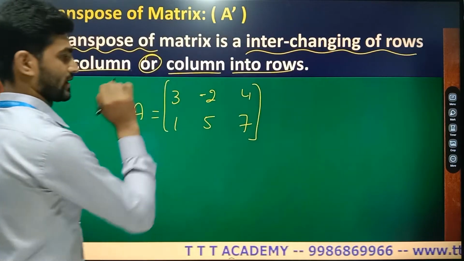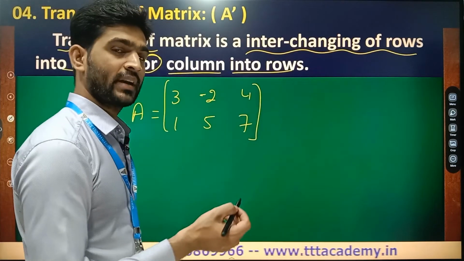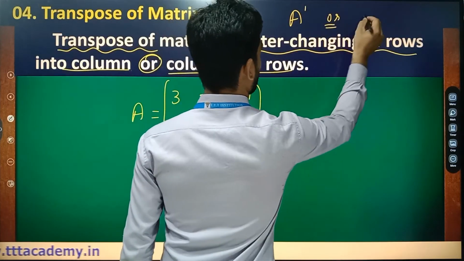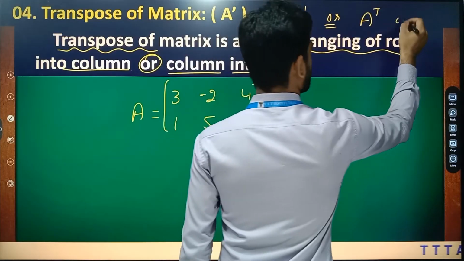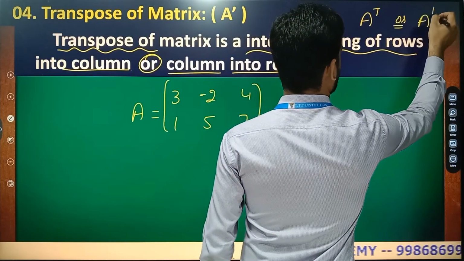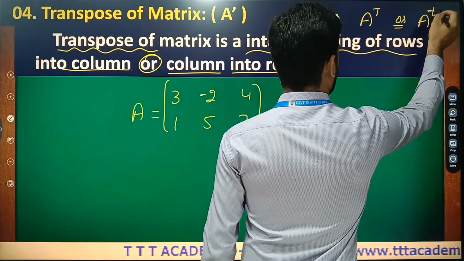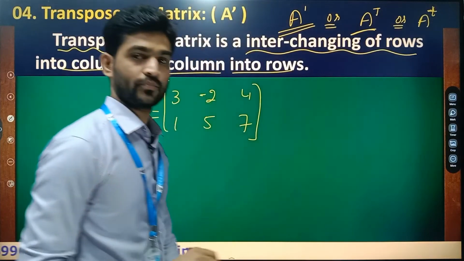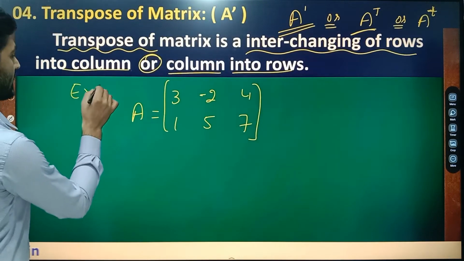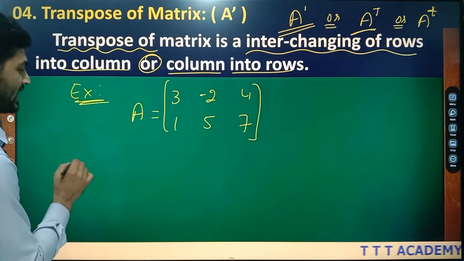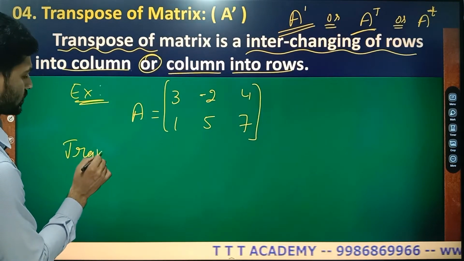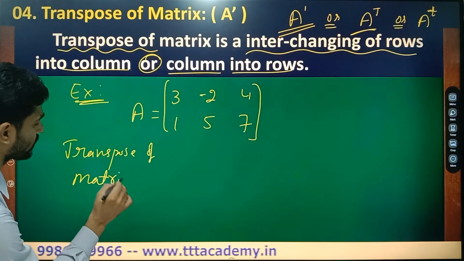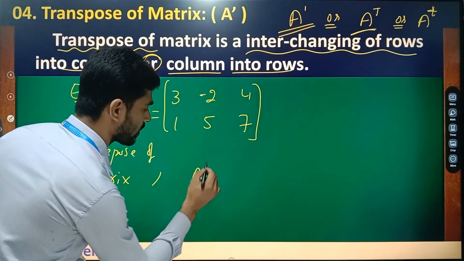This is a matrix. Then the transpose of the matrix, usually we denote it by A to the power of 1, or in some cases A to the power of capital letter T, or in some cases A to the power of small letter t also. Majorly we denote it by A to the power of 1 or A to the power of T. Suppose A is a matrix, then its transpose of A is denoted by A to the power of T.